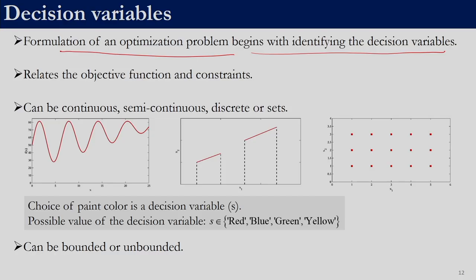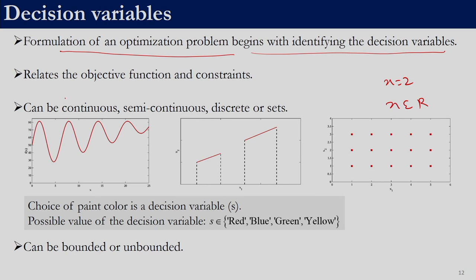For example, if we say that x has to take a value of 2, then there is no choice that has to be made for x. But if it is said that x can take any value in the real domain, then we have a set of alternatives from which we need to choose the best value for x. So this decision variable relates the objective function and constraints.